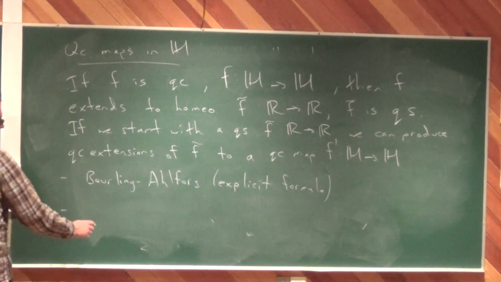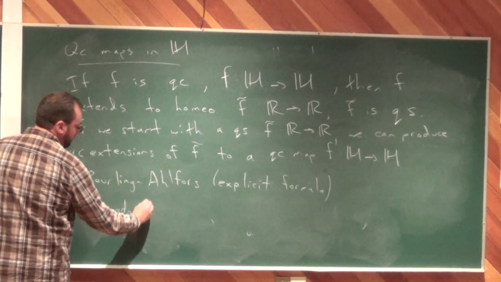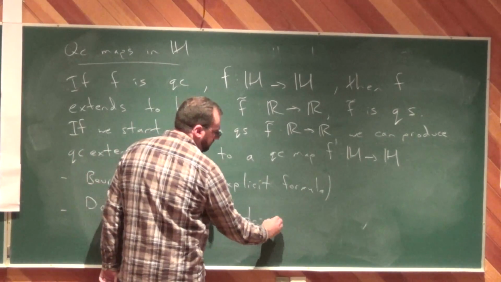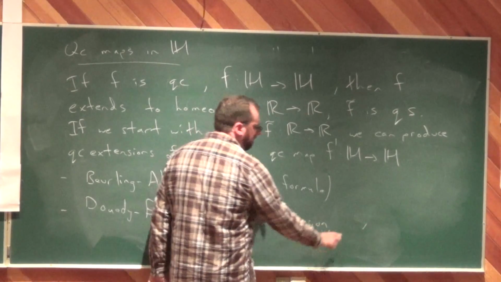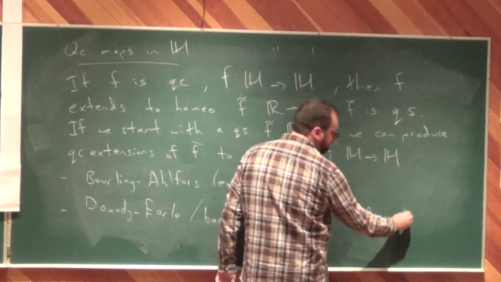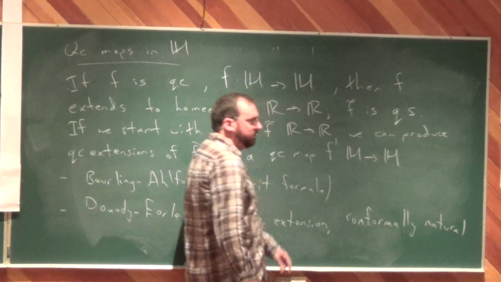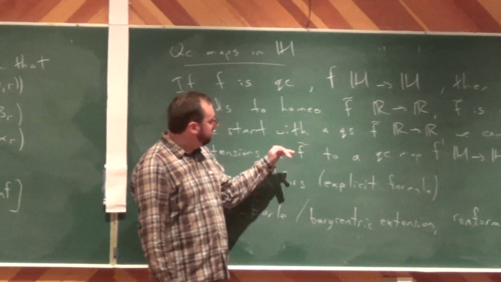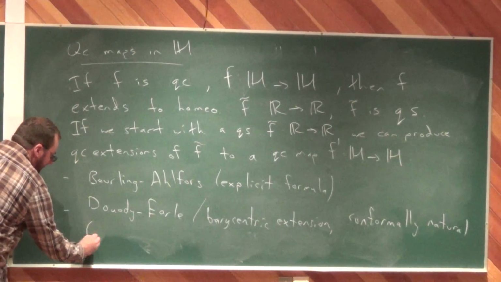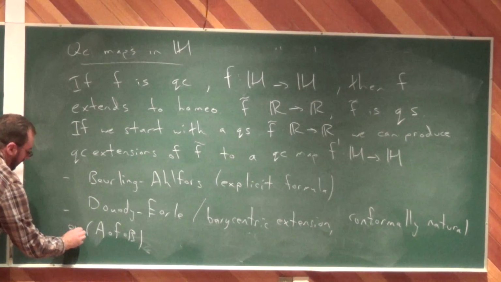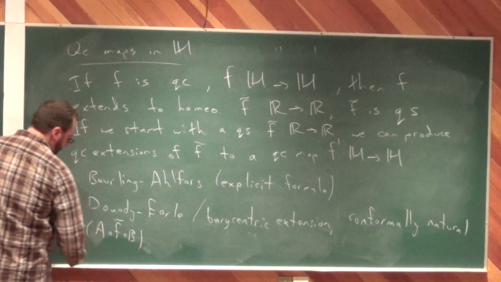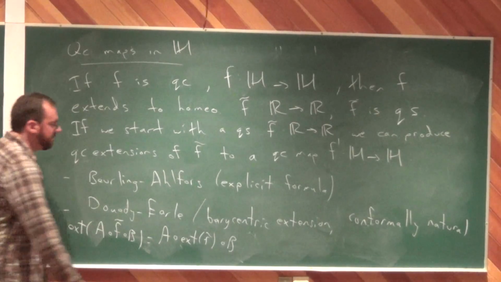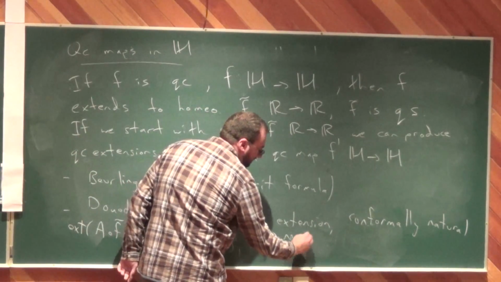And one that's much used these days is the Douady-Earle, also called the barycentric extension, which is very useful because it is conformally natural. Which means if you take a quasi-symmetric map of the real line to itself and you pre- and post-compose by Möbius transformations, then the extension of A composed with f tilde composed with B is A composed with the extension of f tilde composed with B, if A and B are Möbius maps.